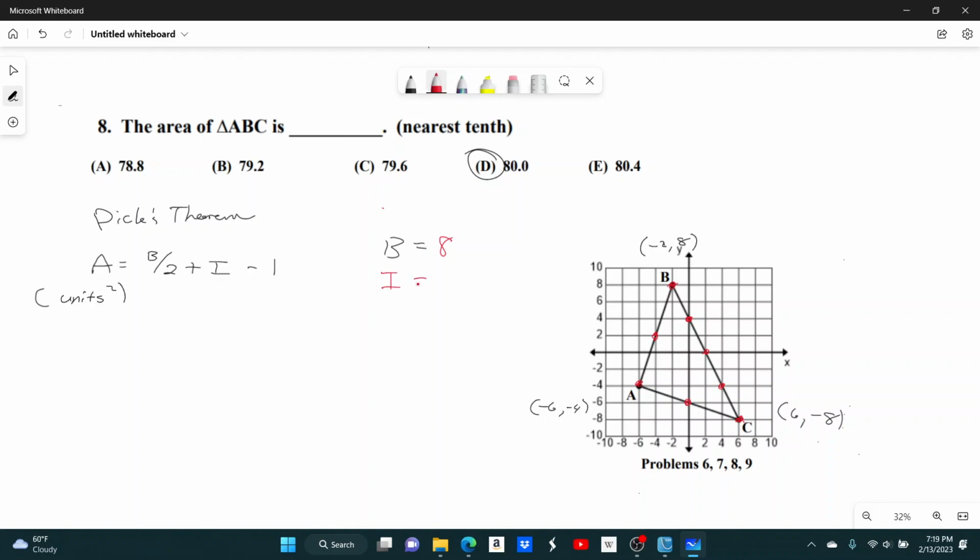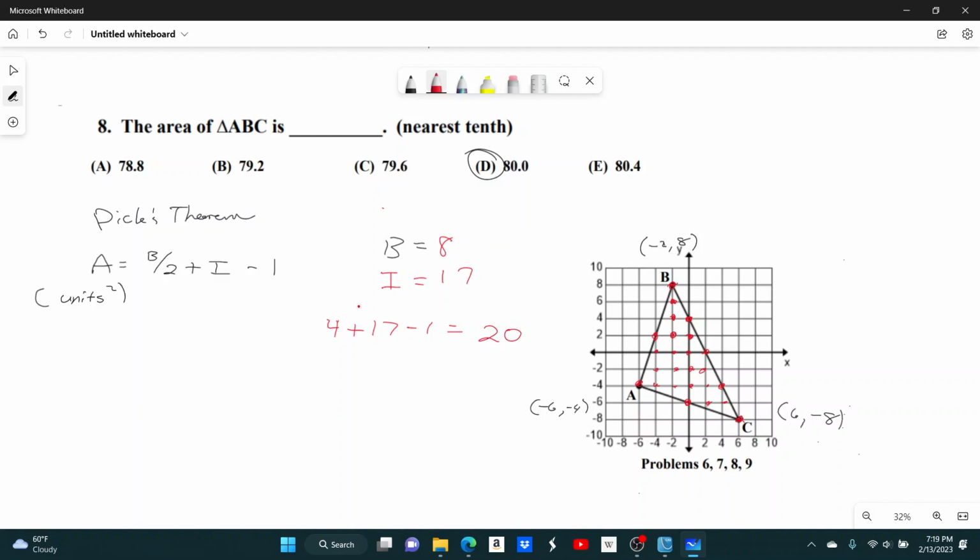Well, how many interior points do we have? This is going to be a little bit more, but so we have 1, 2, 3, 4, 5, 6, 7, 8, 9, 10, 11, 12, 13, 14, 15, 16, 17. So 17 interior points. And now we just plug it into this equation. So our number of boundary points divided by 2, that's 4. And then plus the number of interior, that's 17, and then minus 1. And that gives you an area of 20.